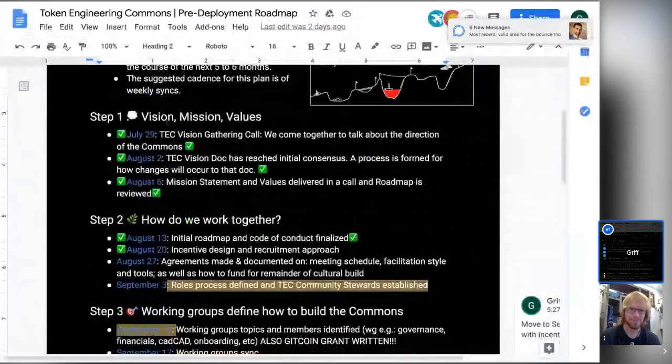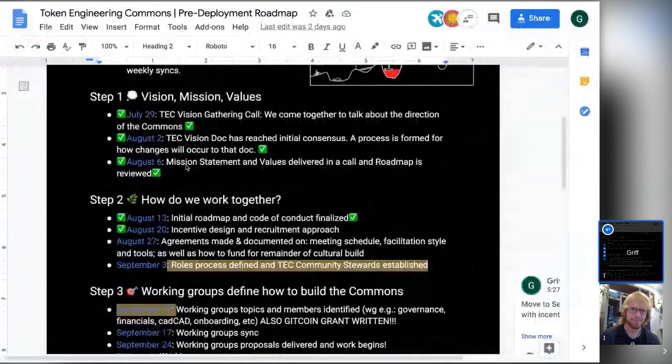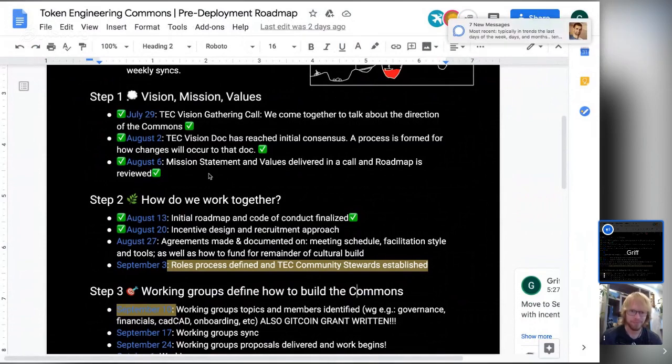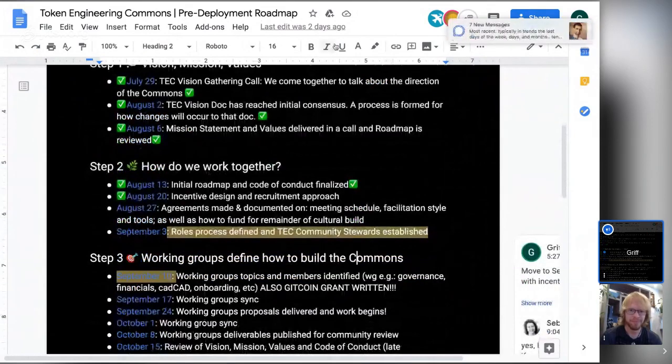So we have our initial vision, mission, and values set up, and the vision doc is put together. So if anyone wants to check out our mission and vision, we're going to go back in October and review everything.